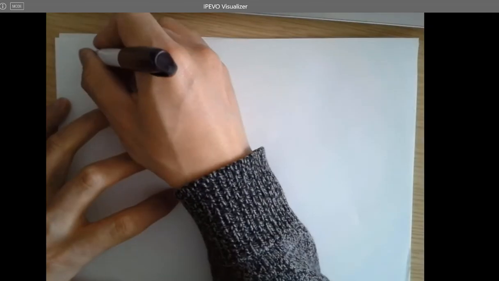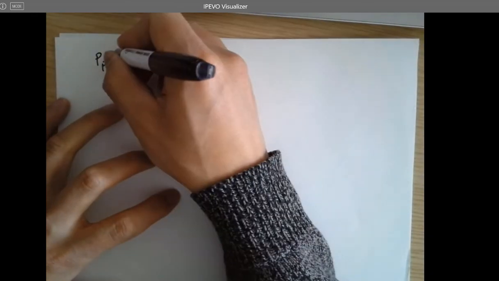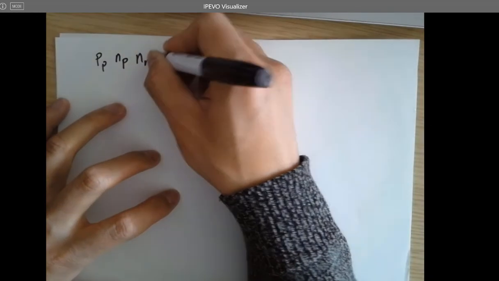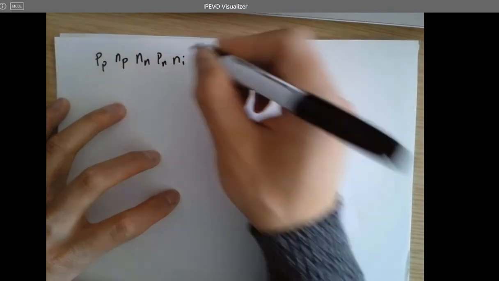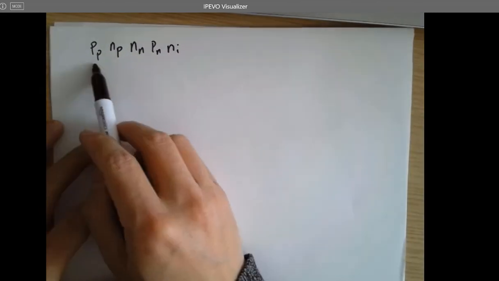So last time we covered the concepts for doping, intrinsic, and extrinsic semiconductors. A quick question here: what are these concepts? PP, NP, NN, PN. What are they? And NI. What are these things? What is this first?